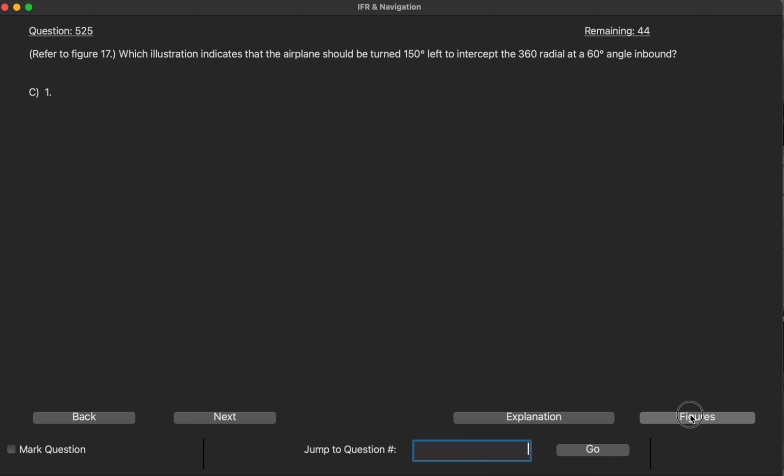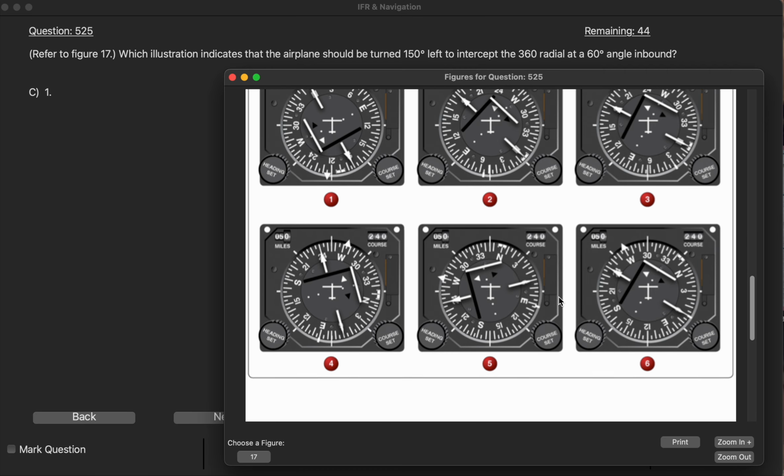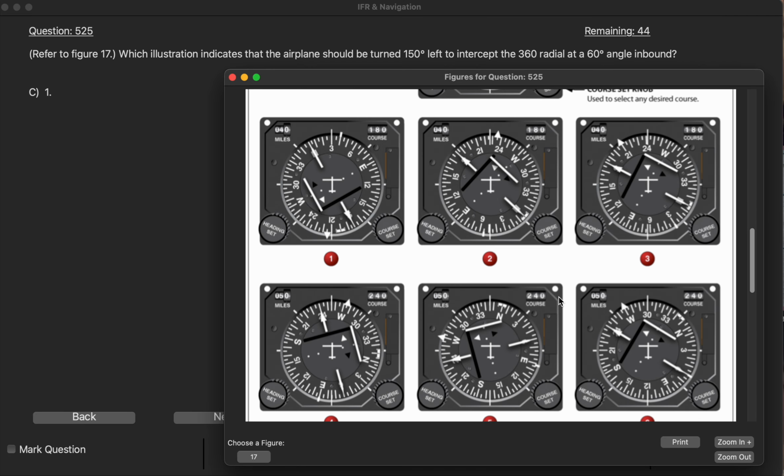Refer to Figure 17. Which illustration indicates that the airplane should turn 150 left to intercept the 360 radial at a 60-degree angle inbound? And number 1.